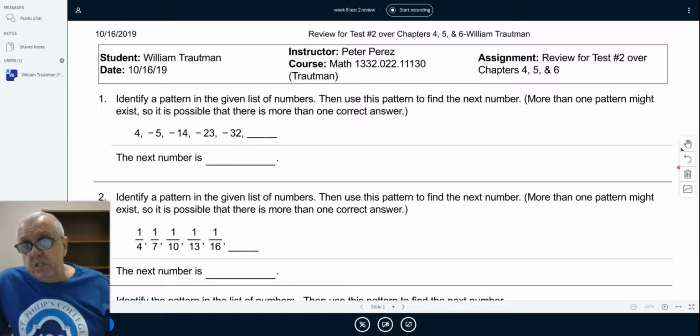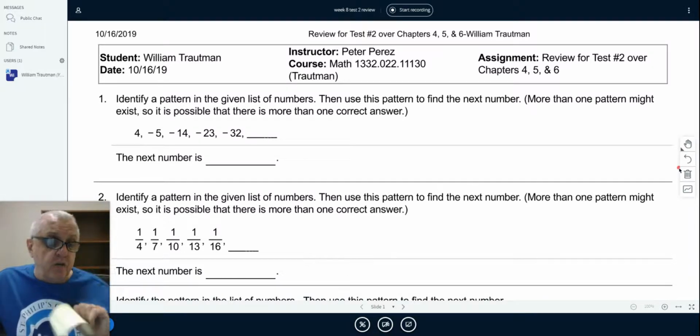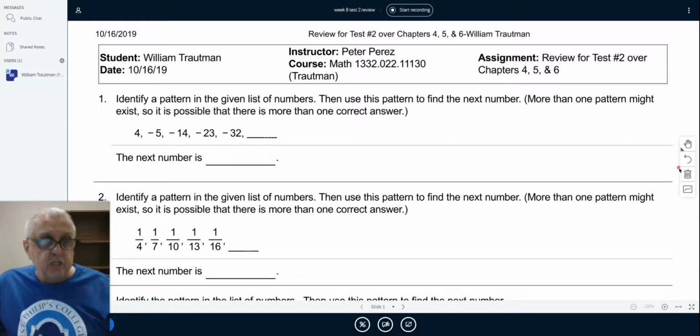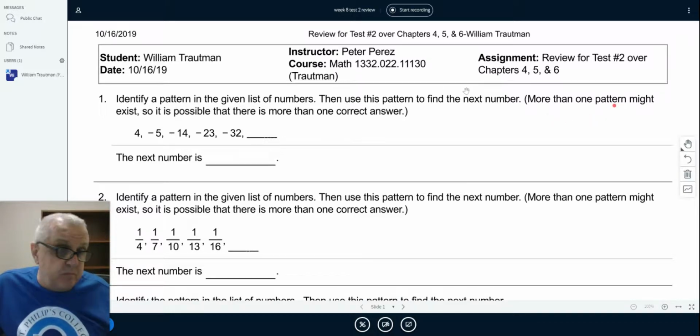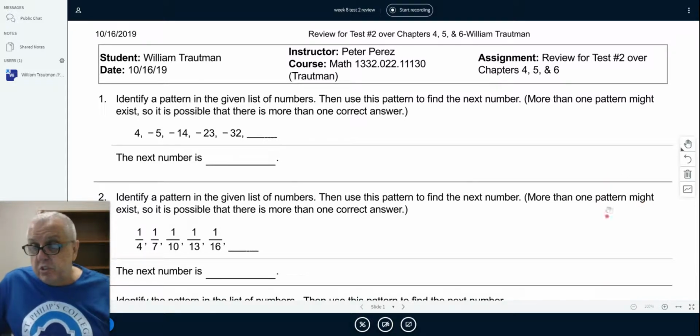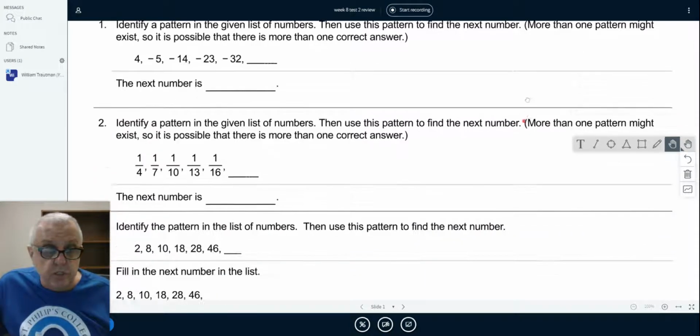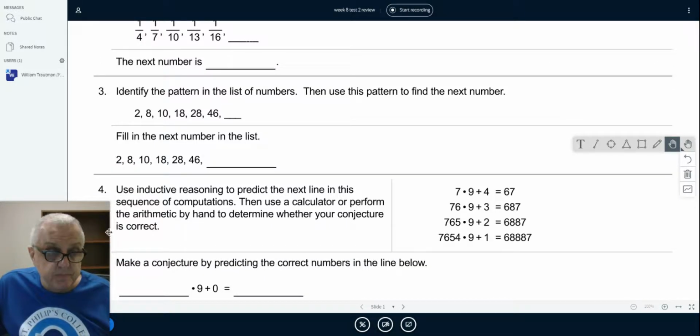What I did was I went to the test, I went to the review, and I found problems that match or are similar, or very similar. So concentrate on the problems I'm about to do, and not all of them. You can do them all if you have the time, but let's concentrate on the ones I'm about to do. So the first one, let's do number 3.